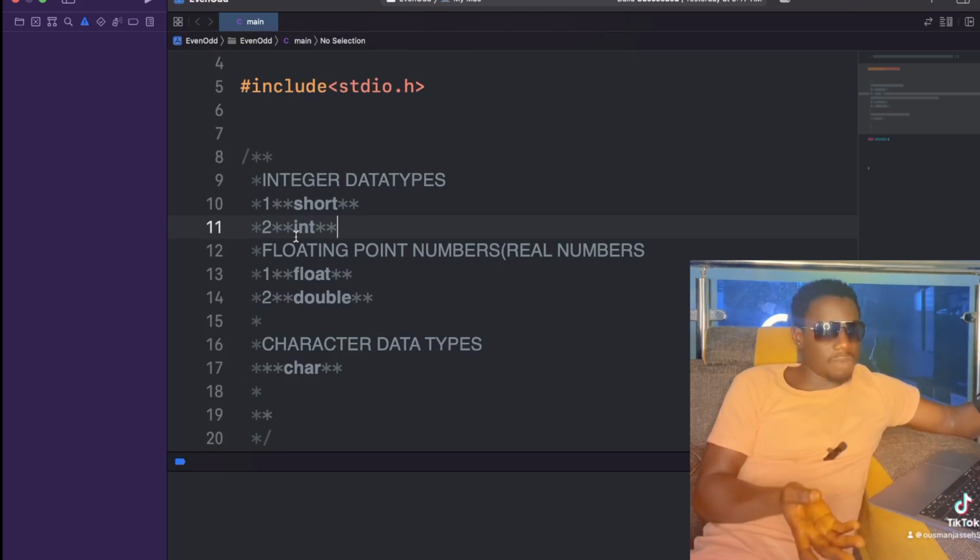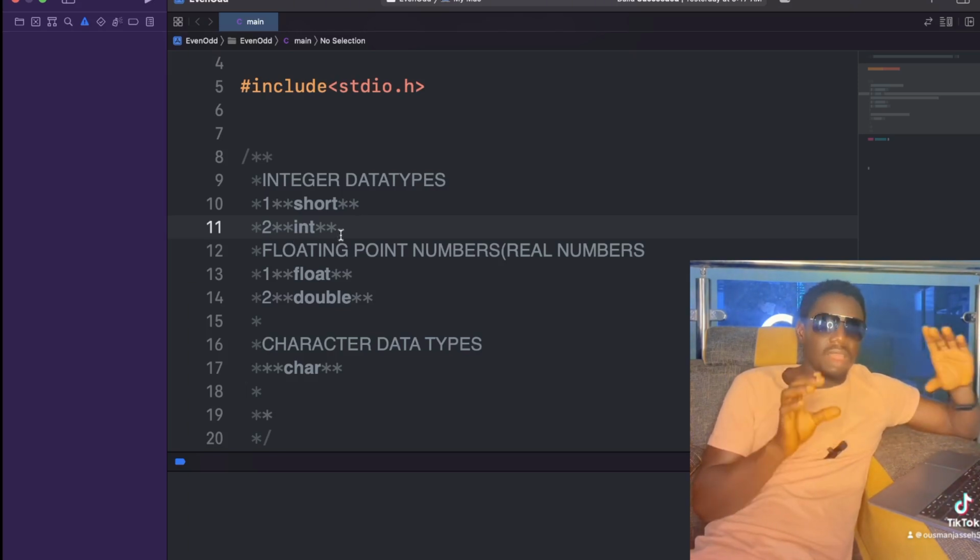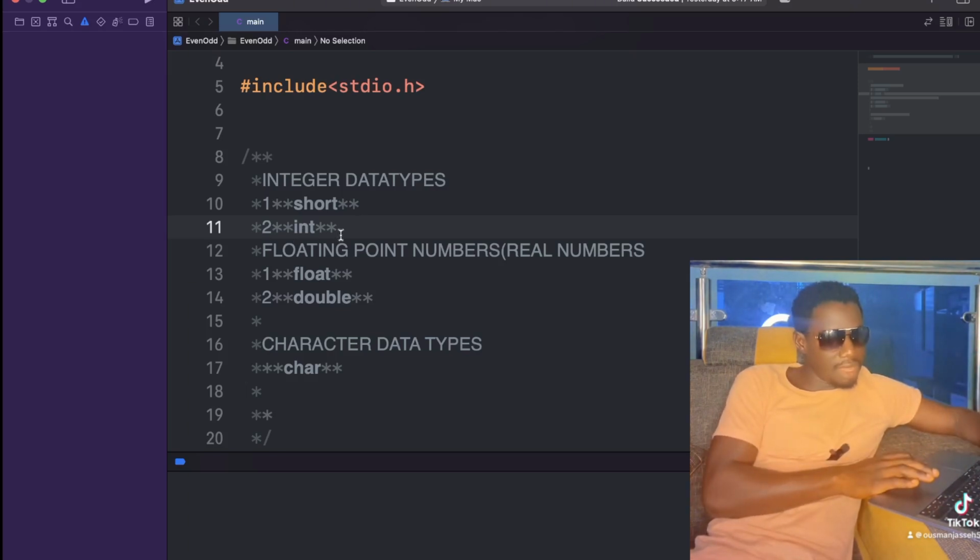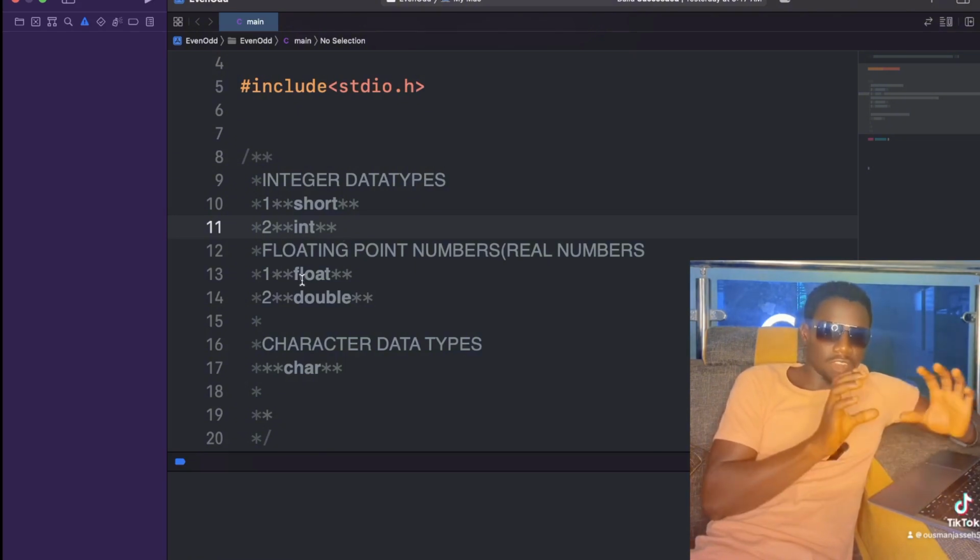The same thing happens when we are dealing with fractional data types. Those fractional data types, again, the same thing. Here what we have, float can represent a short space.